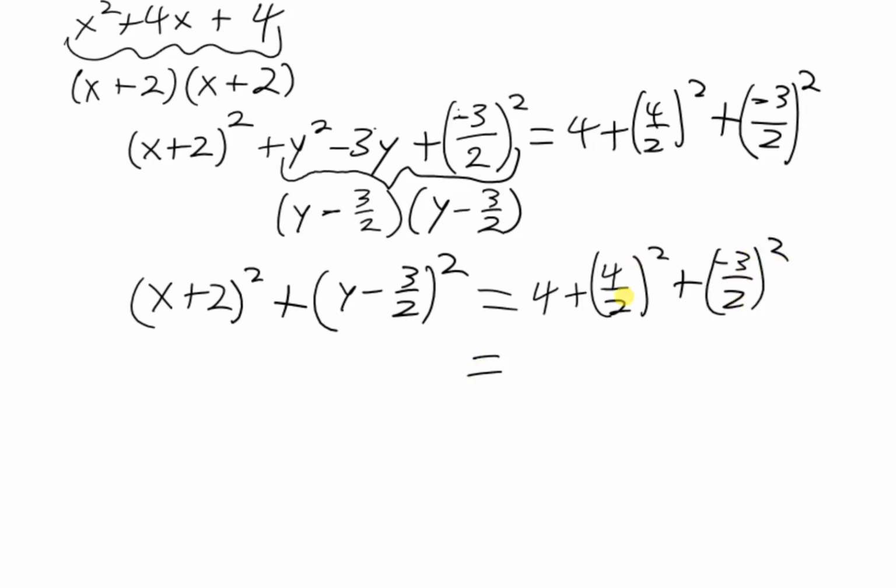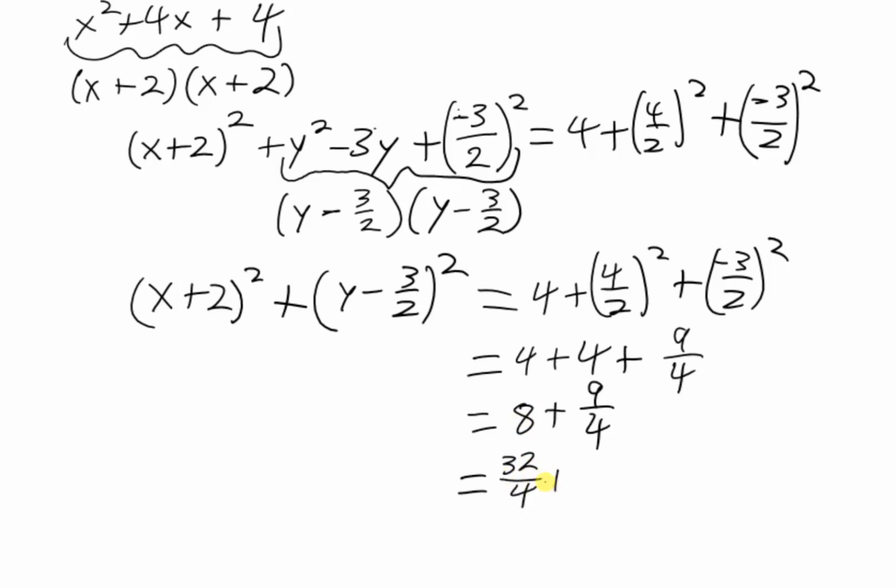So to simplify that a little bit, 4 over 2 is just 2. 2 squared is 4, so we're going to have 4 plus 4. And then negative 3 halves times negative 3 halves, that's just square the top and square the bottom. So that means you'll have 9 on the top, 4 on the bottom. So this is turning into 8 plus 9 fourths. And then if I want to add these two fractions, I'll need to put the 8 over 4, so that'll be 32 over 4. That's equal to 8. So 32 plus 9 is going to be 41 over 4 on the right-hand side.